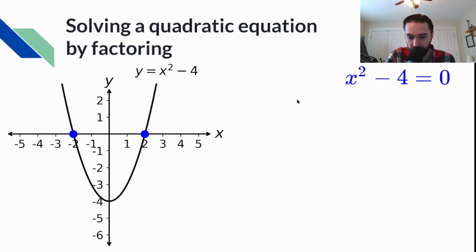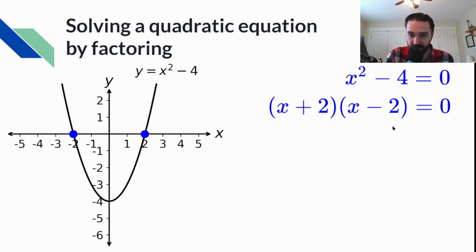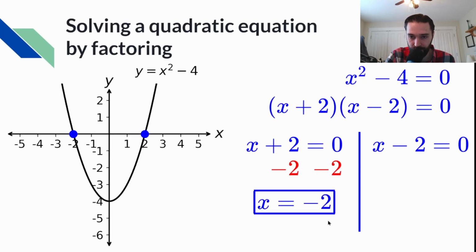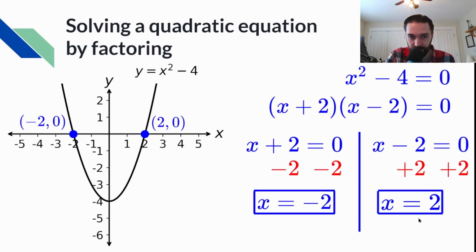So let's factor the left-hand side. We get x plus 2 times x minus 2. It's the difference of squares. And then by the zero product property, we can set each of those pieces equal to 0. Let's subtract 2 from both sides here, and we get x equals -2. And then over here, let's add 2 to both sides, and we get x equals 2. So we know the coordinates of the x-intercepts. We have (-2, 0) and (2, 0).